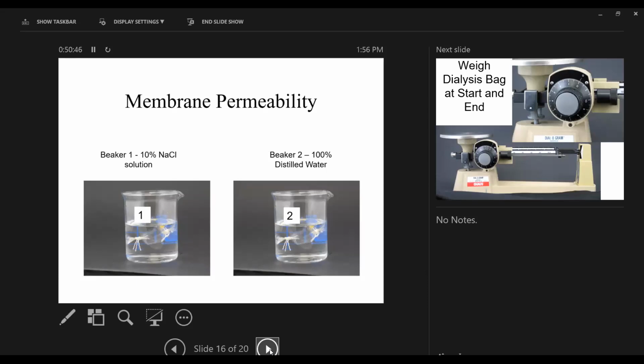Here's an example of the osmosis I was telling you about. Here you have these bags of dialysis tubing filled with a solution. One of them has 10% sodium chloride in the beaker, and the other beaker is filled with distilled water. And the dialysis bag, in the case of beaker 1, the dialysis bag would have 100% water, and in beaker number 2, the dialysis bag would be 10% salt. And so what would happen is, since the beaker is 10% salt and the bag is 100% water, the bag would lose weight as water came out. In number 2, the beaker is 100% water. The dialysis bag is 10% salt, 90% water. And so water would go into the bag.